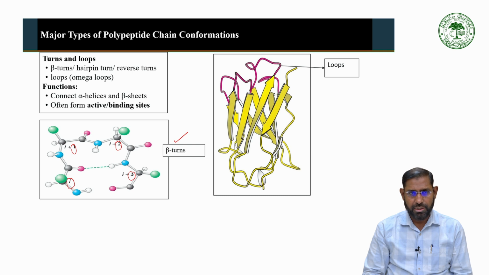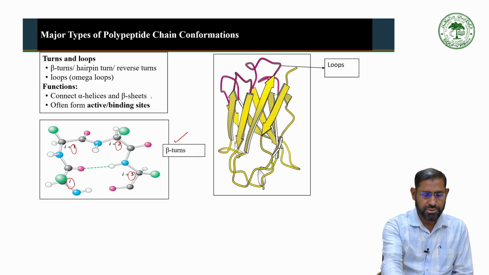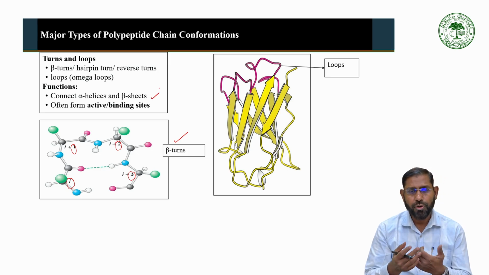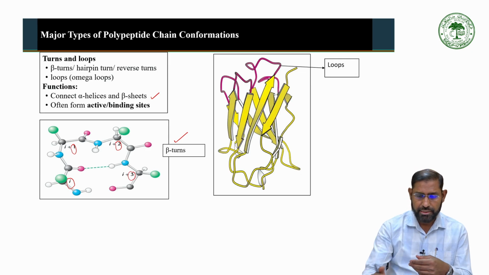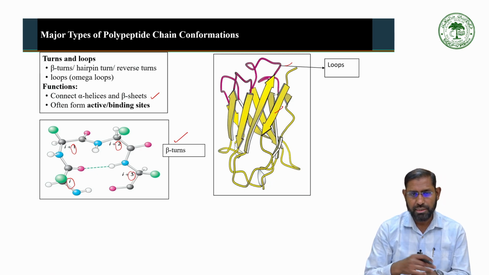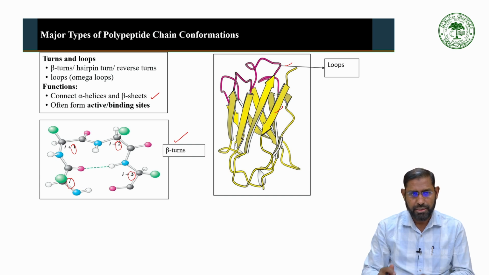The role of the turns and loops is to connect the alpha helix with the beta sheet. It often forms the active binding sites, meaning these kinds of turns and loops are mainly present in active binding sites. You can see this is a beta sheet, and this is a loop attached to the beta sheets. So these are the conformational forms of proteins, turns and loops, and they are often available in the active and binding sites of proteins.